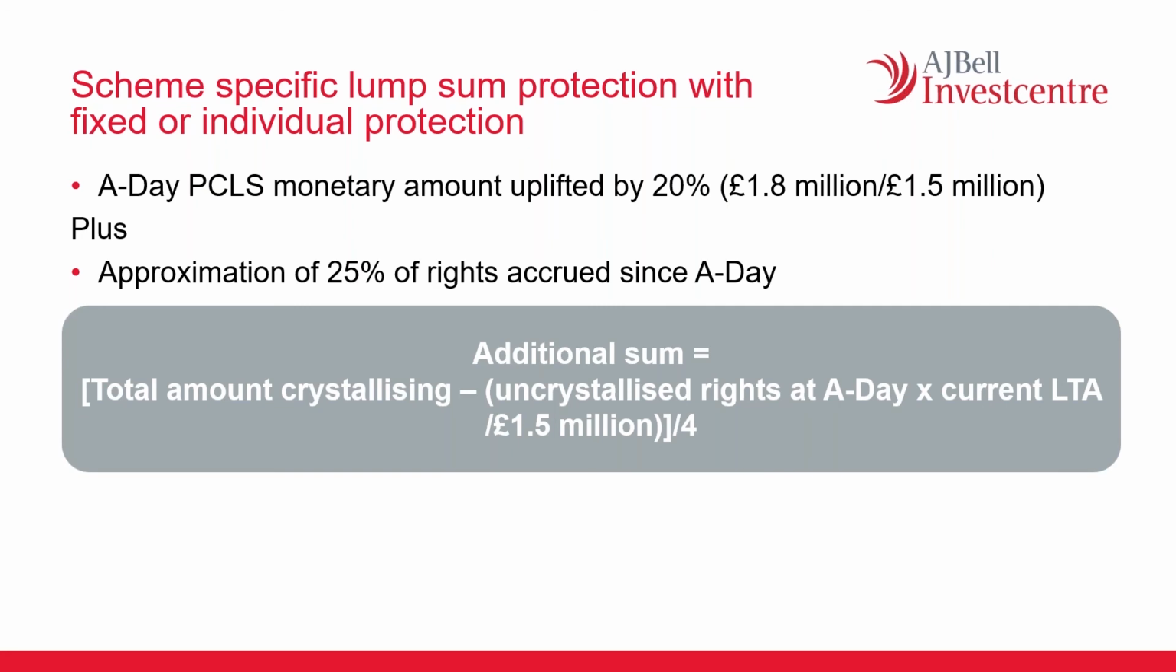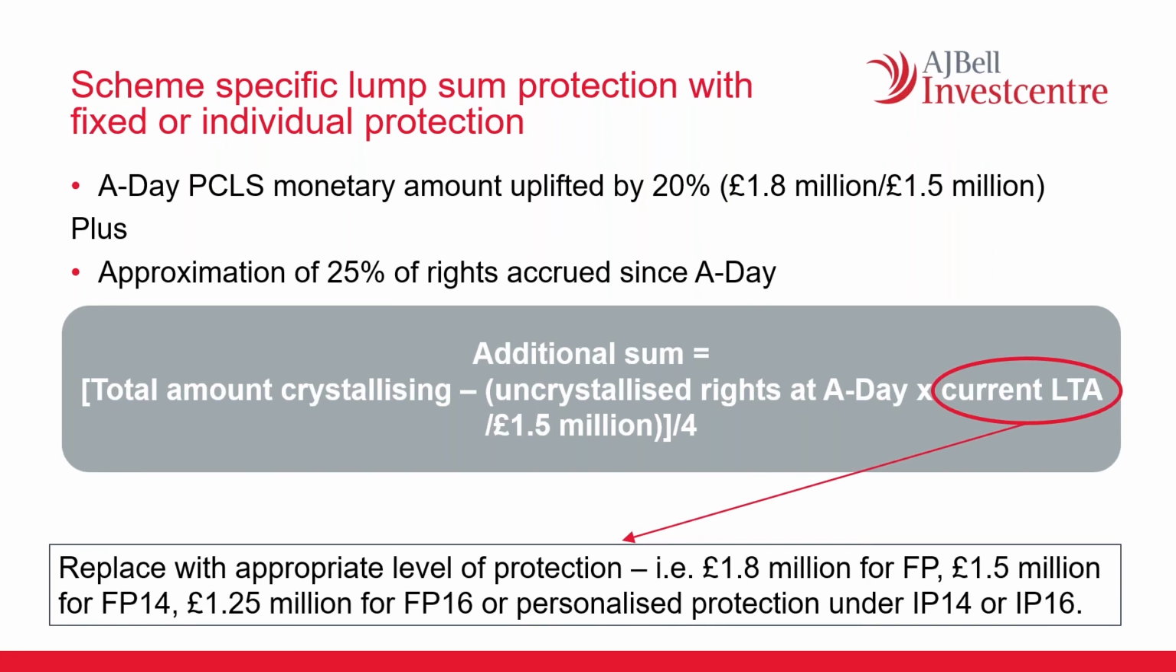And this calculation is exactly the same as we showed earlier, where your A-Day protected amount, your scheme-specific protected amount, is just uplifted by 20%. And then you have this calculation, which is the approximation of 25% of your rights accrued since A-Day. If you have fixed or individual protection, all that happens is in that equation you replace the current lifetime allowance with the appropriate level of protection. So you would use 1.1, 1.5, 1.25, or the personalised protection as appropriate. So I've got an example to explain that one.